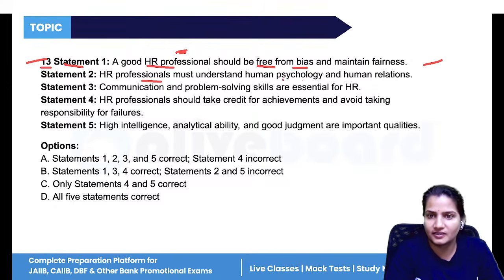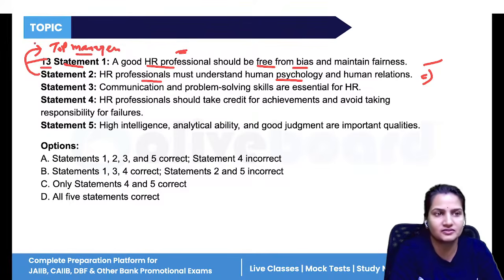A professional must understand human psychology. Yes, what the people are feeling, how employees are feeling. The HR professional should understand, and accordingly, HR should communicate to the top managers. So they should try to convince the top manager about the concerns of the low-level managers. Communication and problem solving, these are essential for HR.